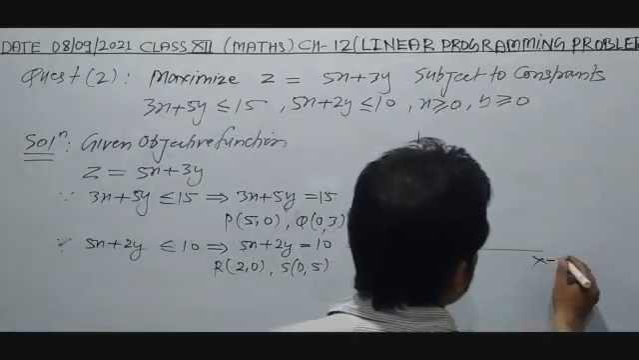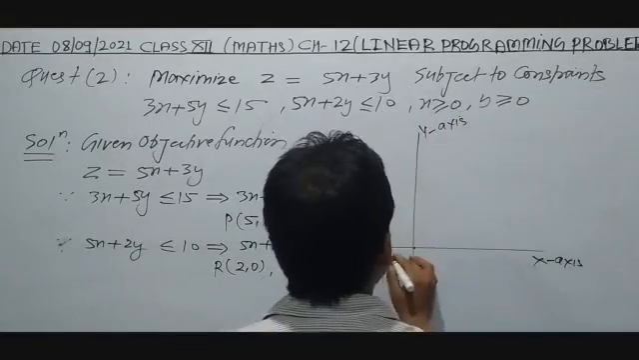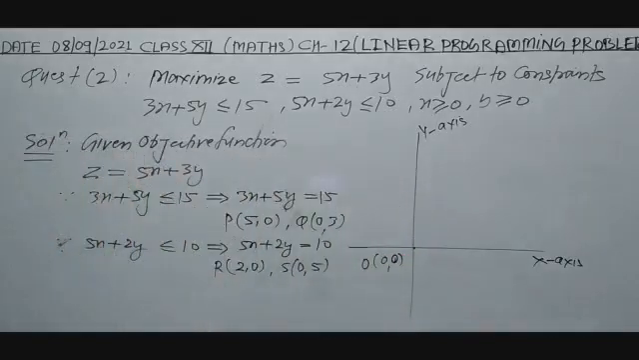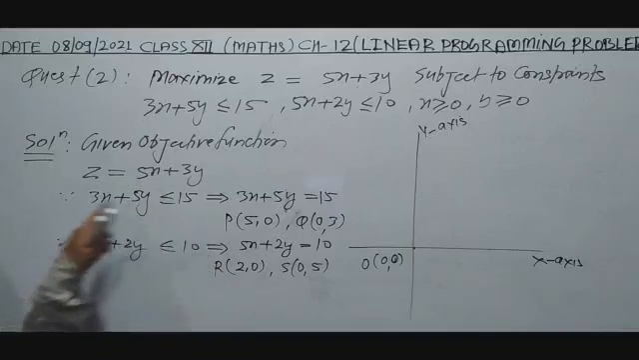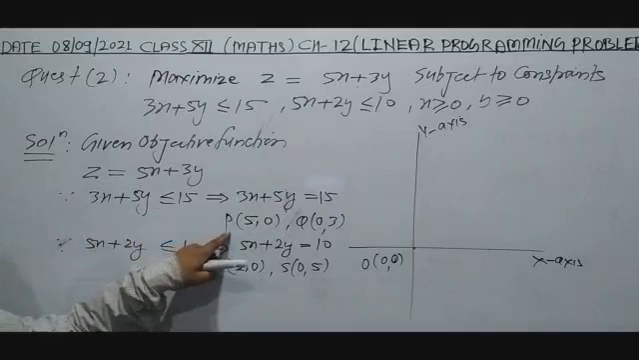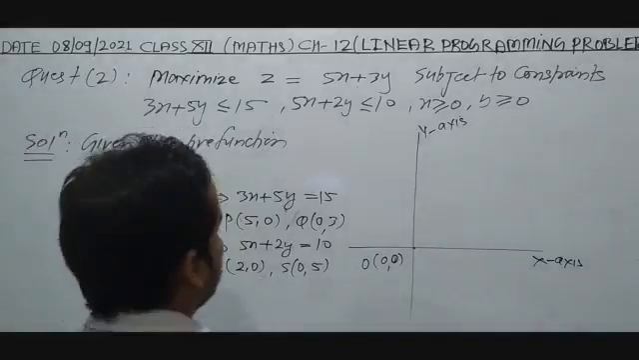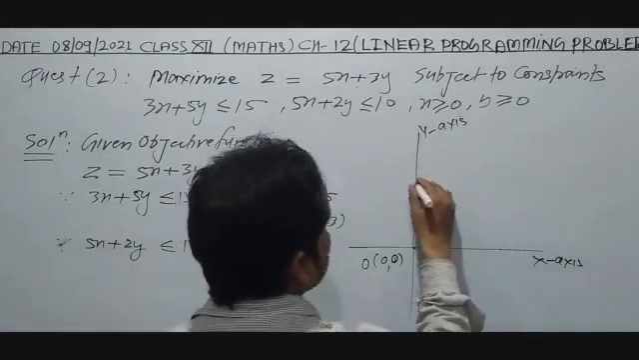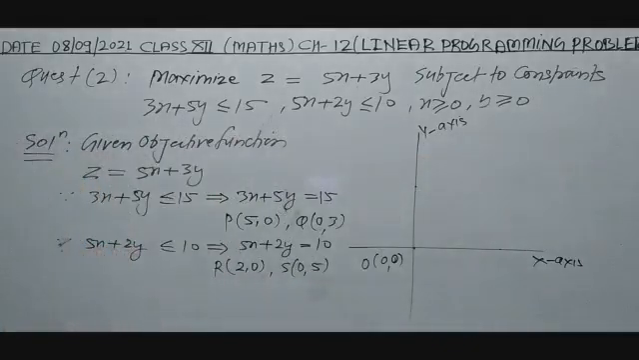This is the x axis, this is the y axis, this is the origin (0, 0), and now we have to draw these lines. To draw these inequalities, you have to mark the points (5, 0) and (0, 3). So suppose this is 5, 0 and this is 0, 3.